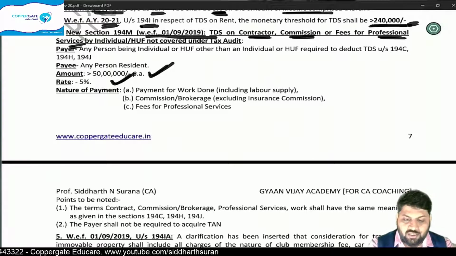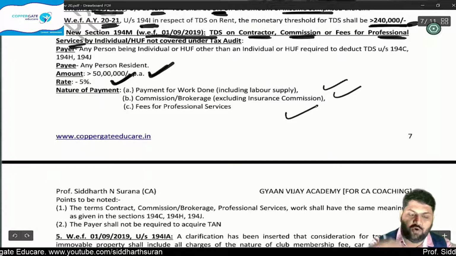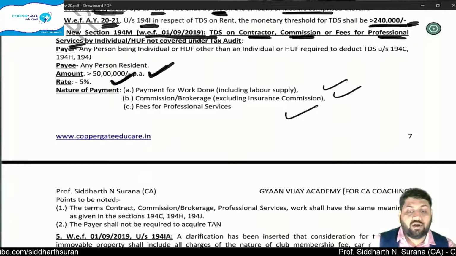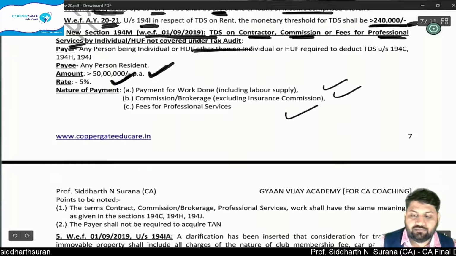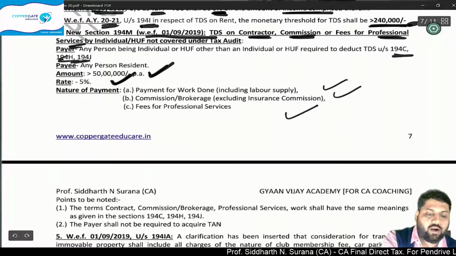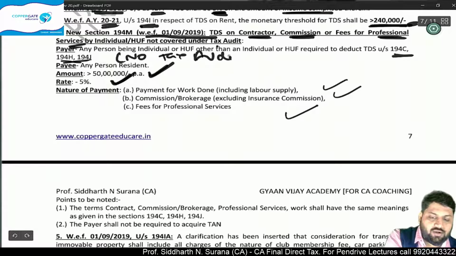So the definitions of commission, brokerage, work done, and fees for technical services are all the same as what is defined in 194C, H and J respectively. It is all the same, but this is for individuals and HUFs who are not deducting TDS under 194C, H and J. Who are those individuals? Those individuals and HUFs who did not have a tax audit last year.